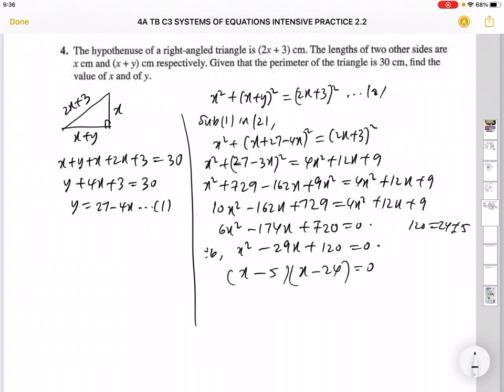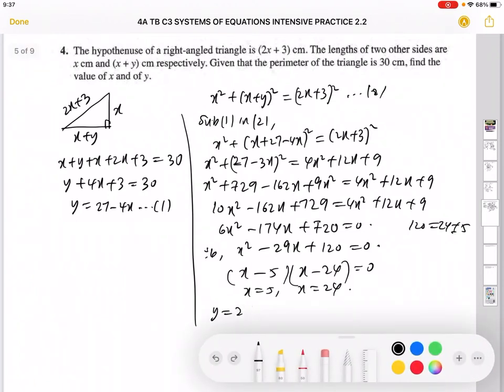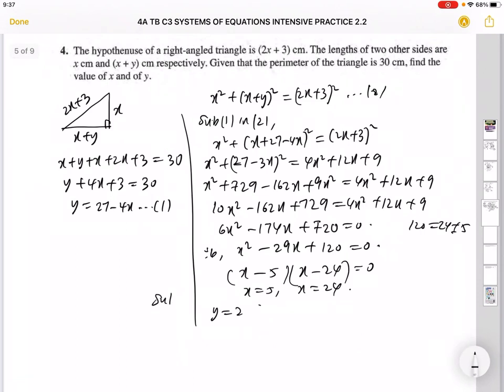Now I would have two answers for x. Now I do not know which one to take. So before you decide which one to take, let us sub inside equation number 1. So it's 27 minus 4. If I put 5 inside, I should get 7. Right. If I put 24 inside, 24 times 4, 96. 27 minus 96, negative 69.